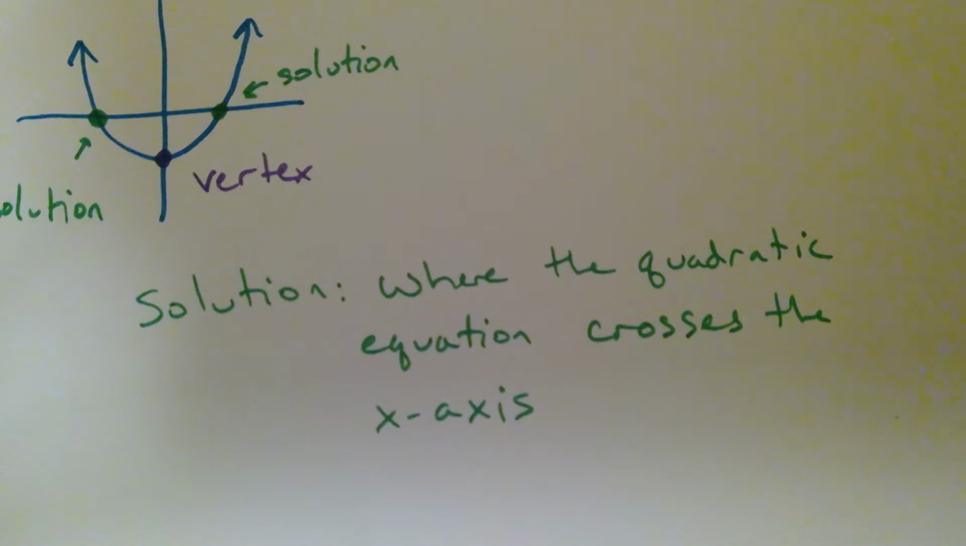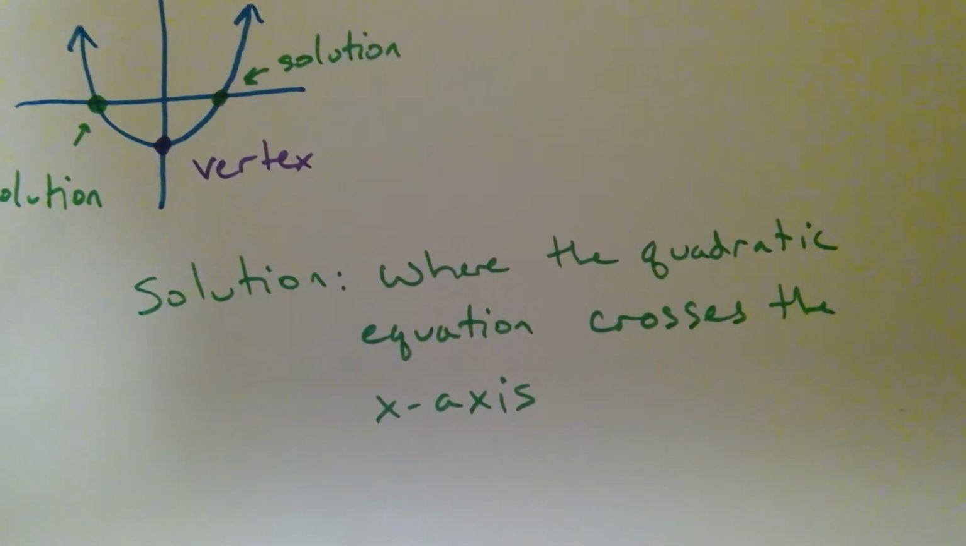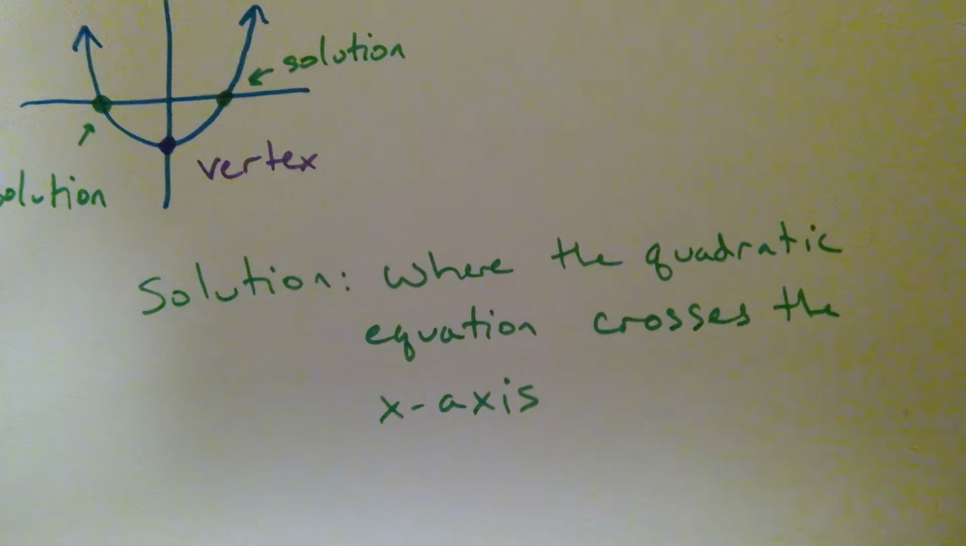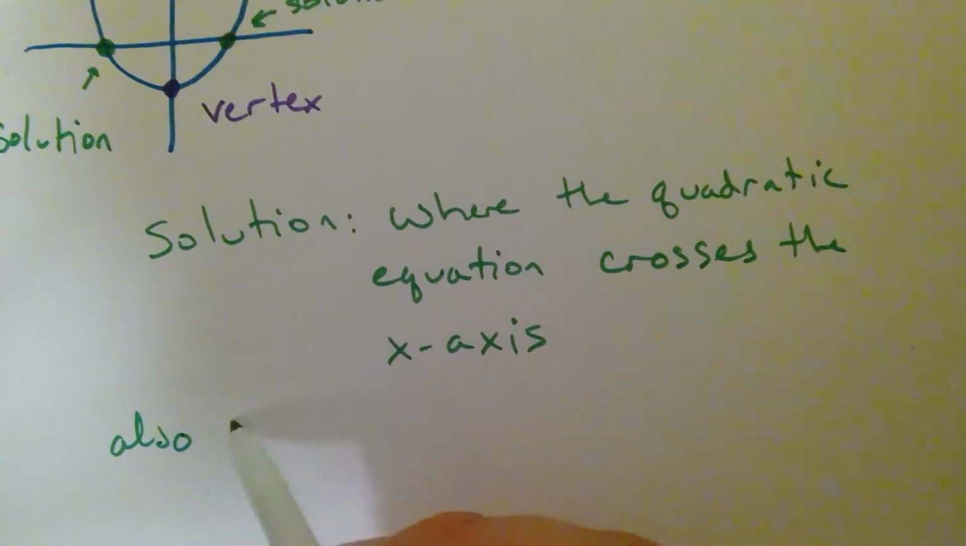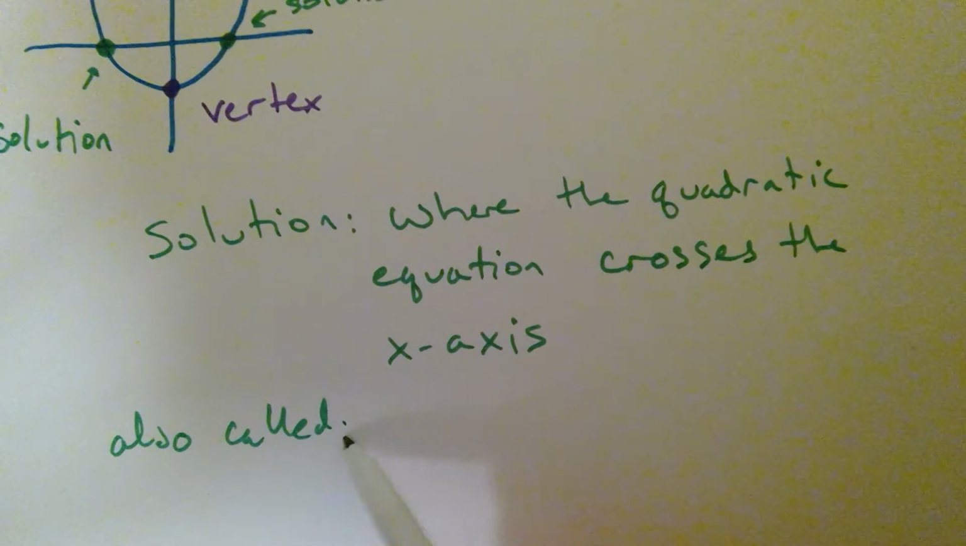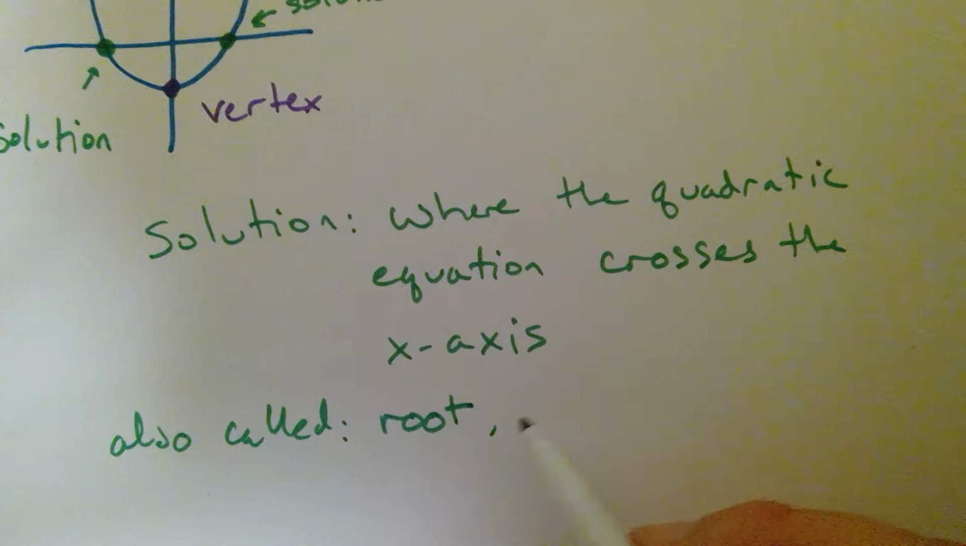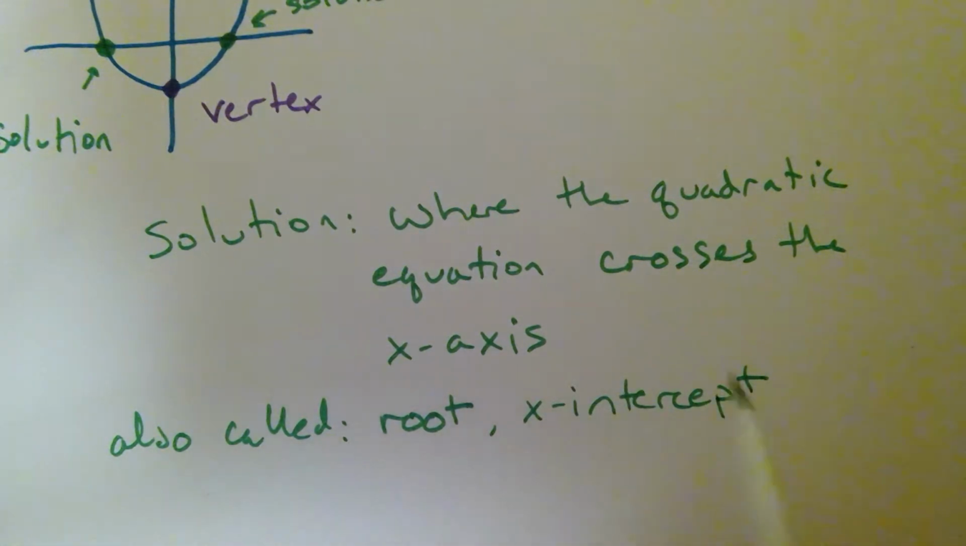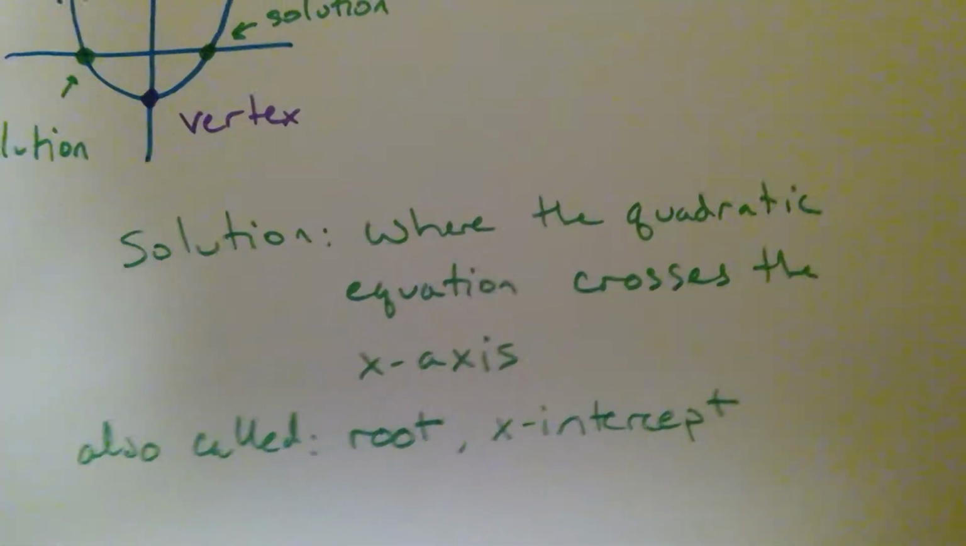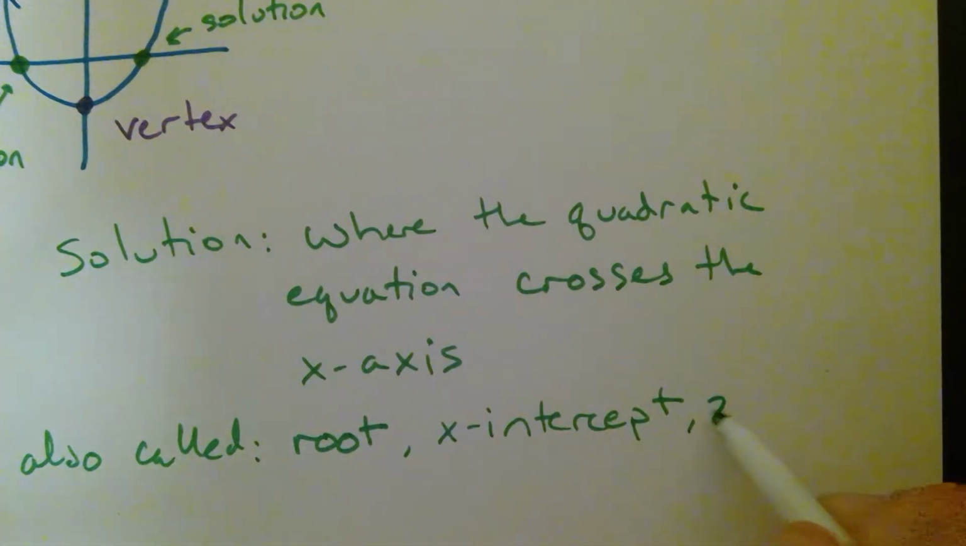Now, it has some other names that you must be familiar with. The amount of times I hear, well, Mr. Herman, I didn't know it was that. If I said it solution, I would have gotten it. That's great, but you have to know all the names. So it's also called a root, an x-intercept, because it crosses the x-axis. And it's also called a zero.